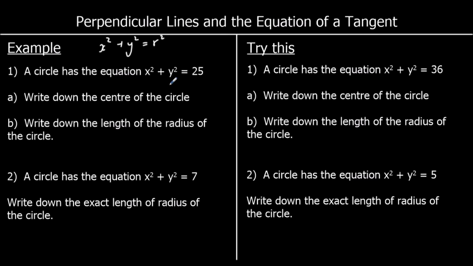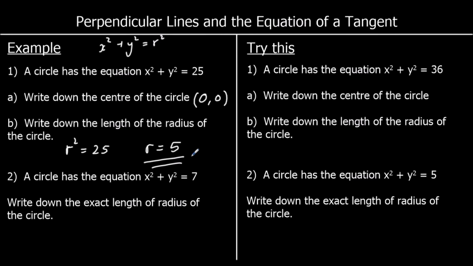So we've got x squared plus y squared equals 25. Write down the center of the circle. The center is at the origin, (0, 0). Write down the length of the radius. So r squared is 25, so the radius must be the square root of 25, which is 5.